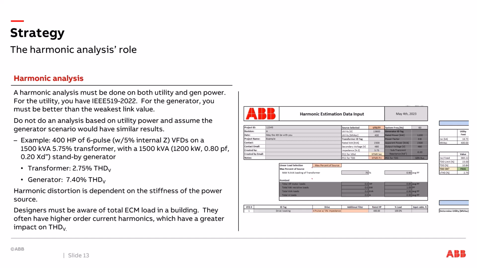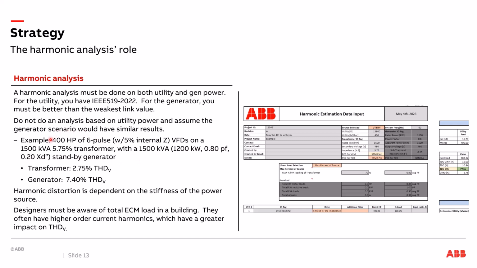So what I did, just to illustrate that, is let's say I've got 400 horsepower of 6-pulse drives with impedance. So in ABB speak, these would be ACH580 drives, 400 horsepower, typical transformer size 1500 kVA, 5.75% impedance. And let's say my backup generator was also the equivalent of 1500 kVA, which would be 1200 kilowatts with a 0.8 power factor and a 0.20 subtransient reactance, just kind of giving us a baseline. So some assumptions here to try to do an apples to apples comparison.